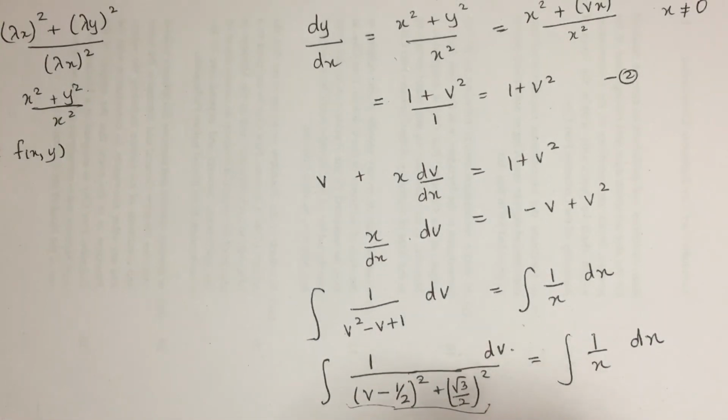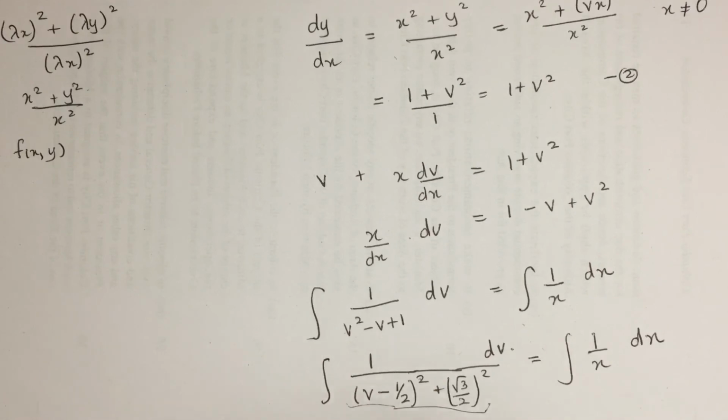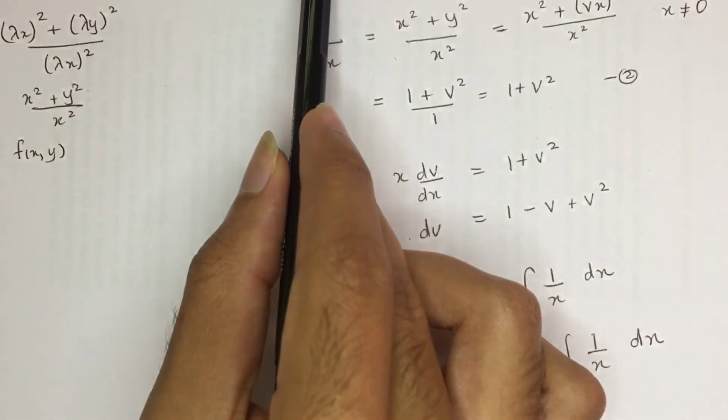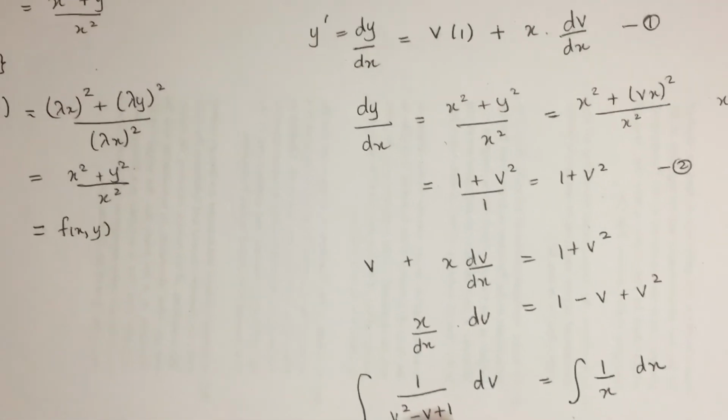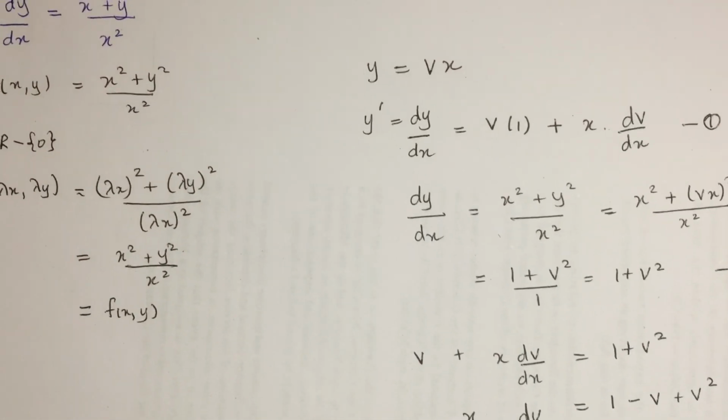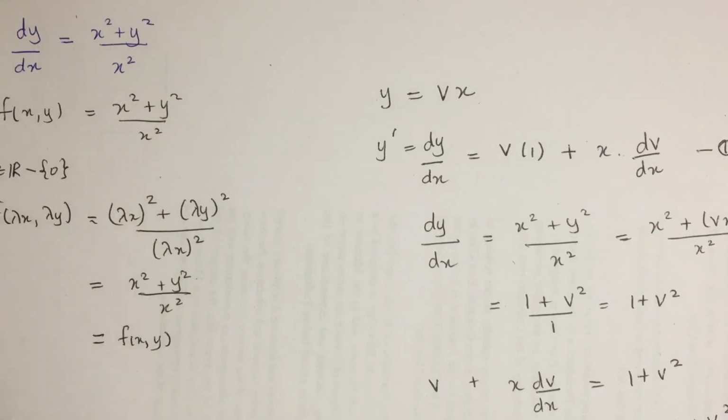After that you are going to get the answer in v. So you need to substitute this v using y over x, and give the answer in y and x, because the question was asked in x and y. So you need to change it to y and x before giving the answer. Okay, I think you can always try that.